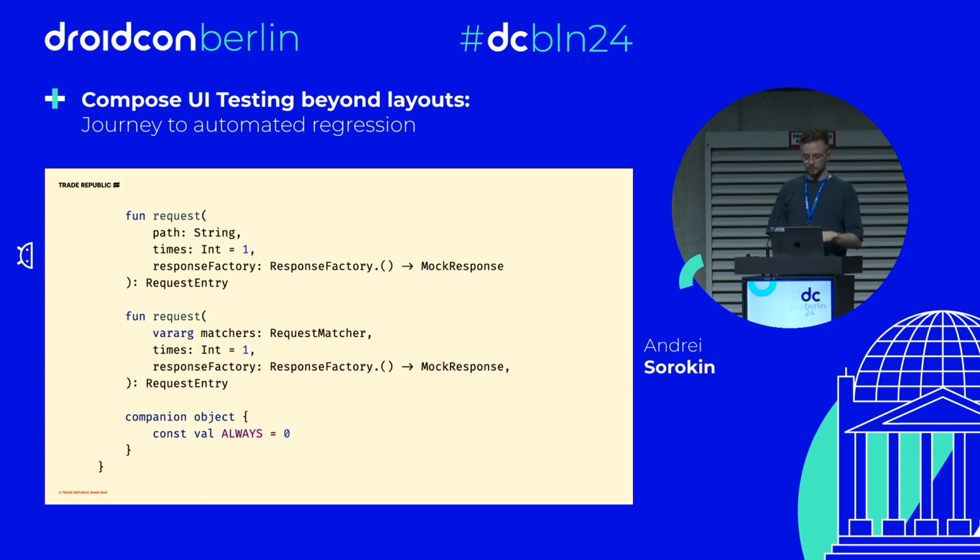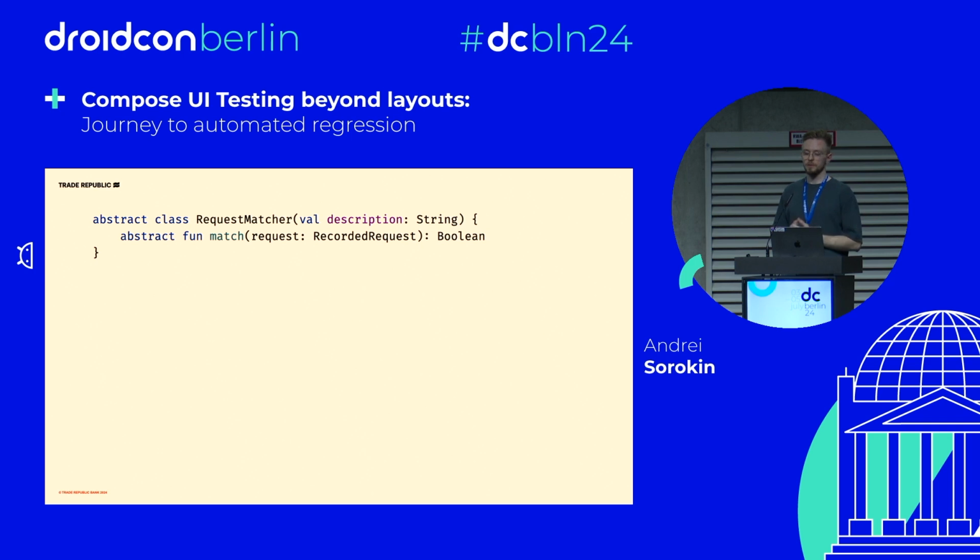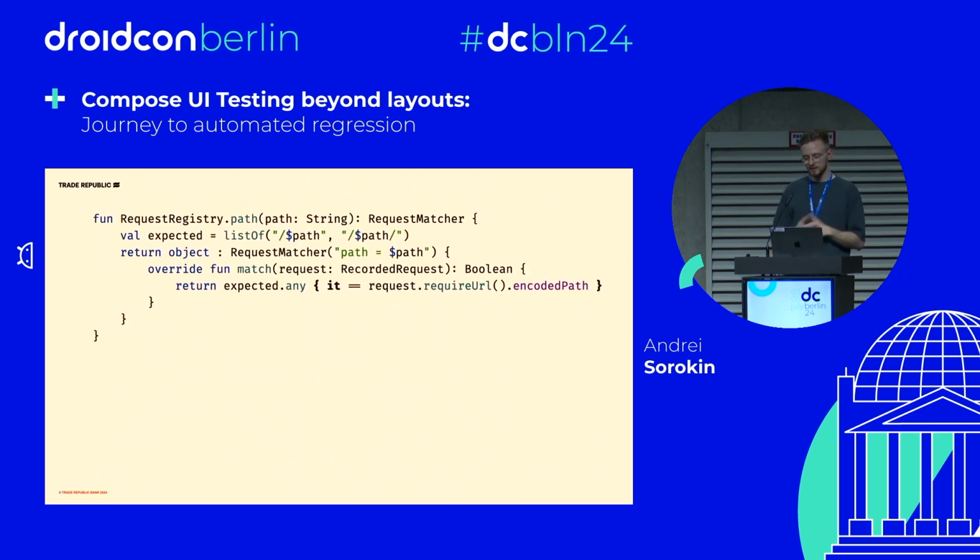As well as I usually have an always constant here, so if you want to always respond with something, you can just set it using this constant. Now, what is a matcher? A matcher essentially is just a class that, given the request, says, hey, it matches or not, right?